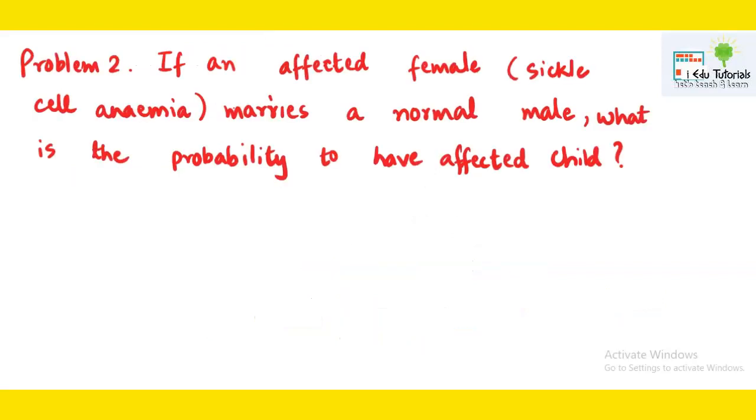Let's take one more problem. Here it says if an affected female with sickle cell anemia marries a normal male, what is the probability to have an affected child? Now here the female genotype is affected, right? So it will be written as HbS, HbS. Whereas the male is normal, so we can write his genotype as HbA, HbA. Now they have married together, so we have to find out the probability of the affected child.